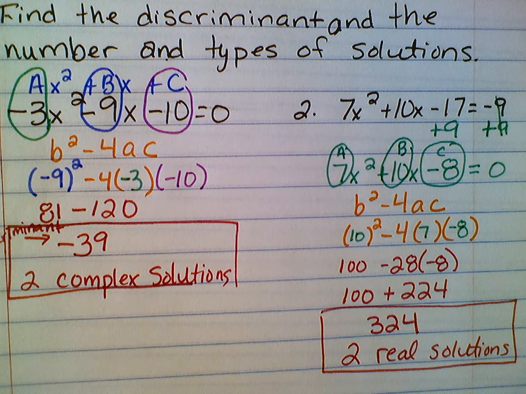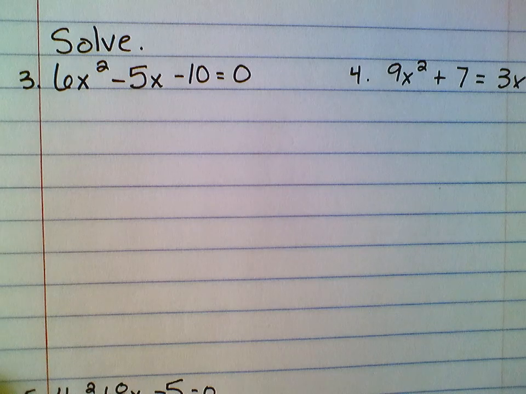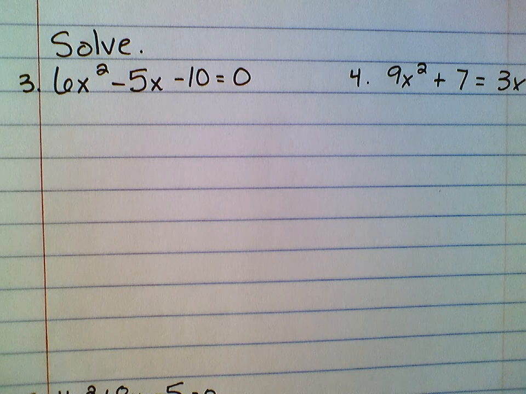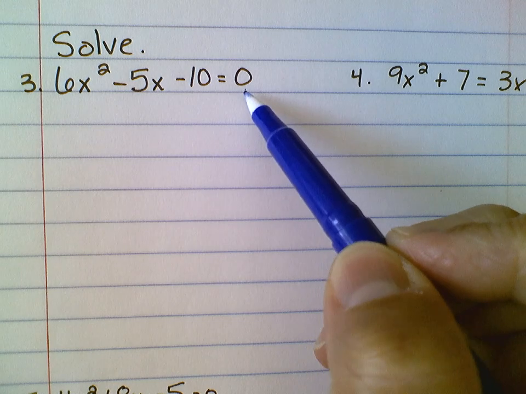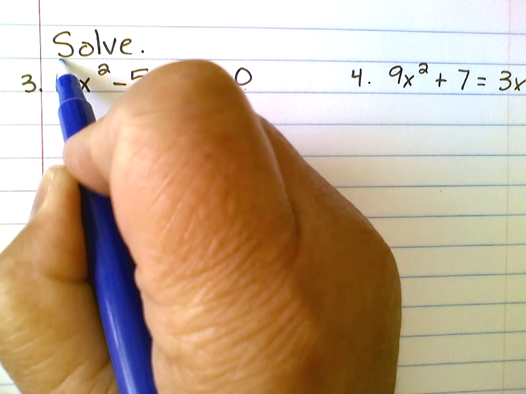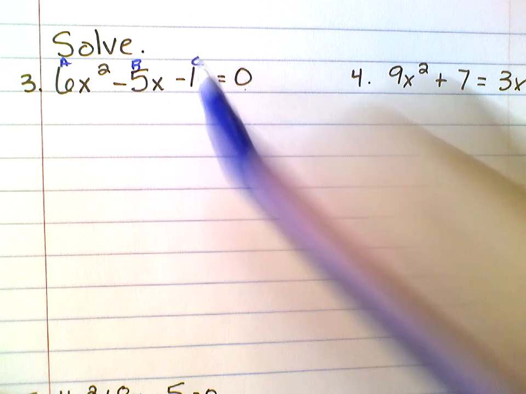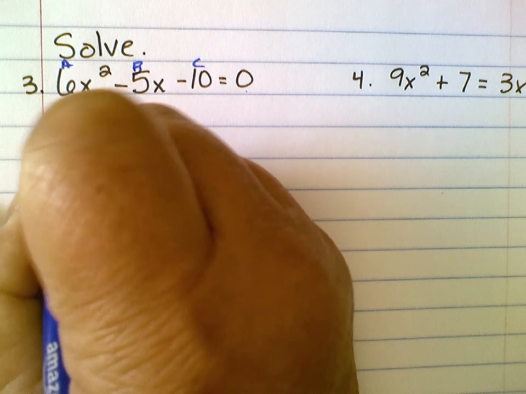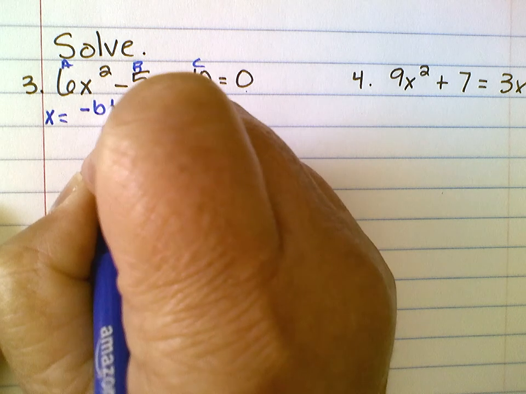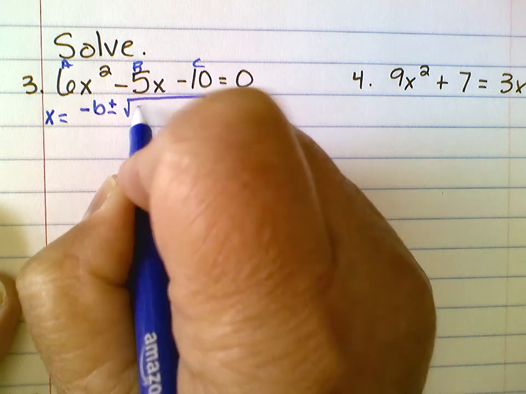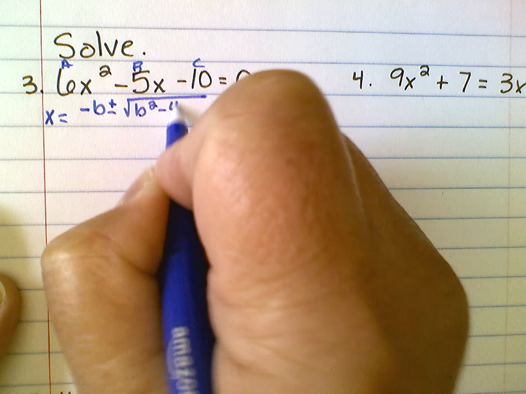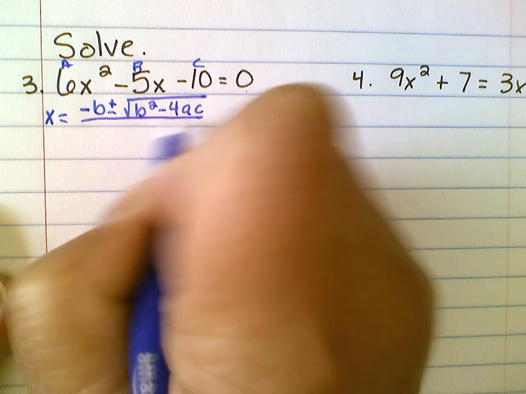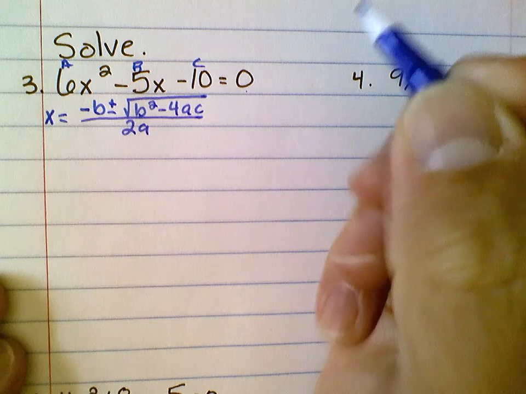Now we're ready to talk about using the quadratic formula to find those solutions. So the first thing we want to do is make sure it's solved for 0, like we said before, so that we know our A, our B, and our C. And then we'll remember the formula is x equals negative b plus or minus the square root of b squared minus 4ac all over 2a.